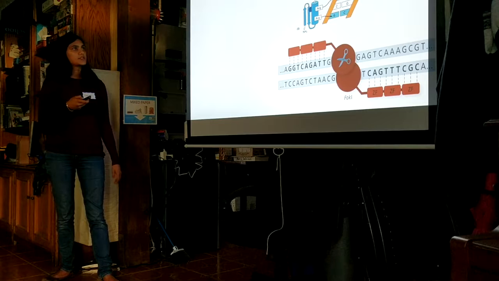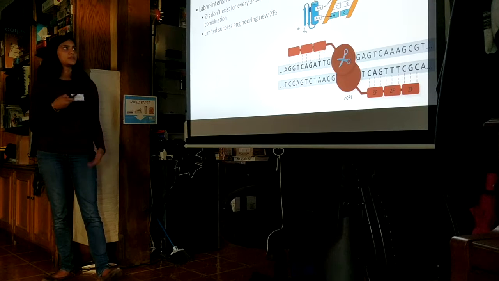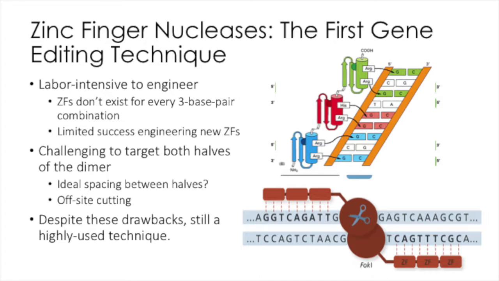But there were still some limitations. Mainly, it was very, very labor intensive to engineer. Part of the problem was that there aren't zinc fingers for every 3 base pair combination. Mostly they bind to GC type sequences. And there was limited success trying to engineer new ones that would fill in the gaps.